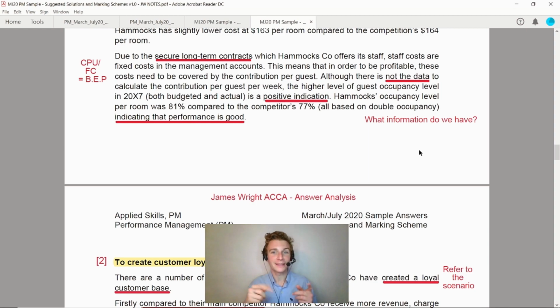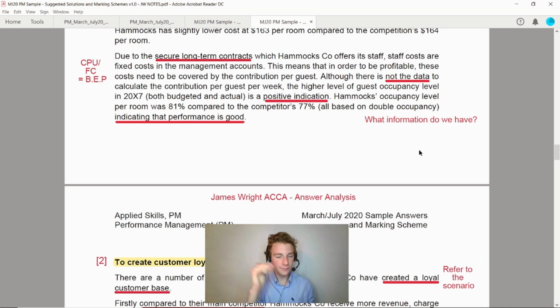Bang on, we talked about that earlier, because if you're on a fixed term contract, the same amount month by month is deemed to be fixed as a result. This means that in order to be profitable, these costs need to be covered by the contribution per guest. What is the actual external examiner referring to here? Look at that note on the side.